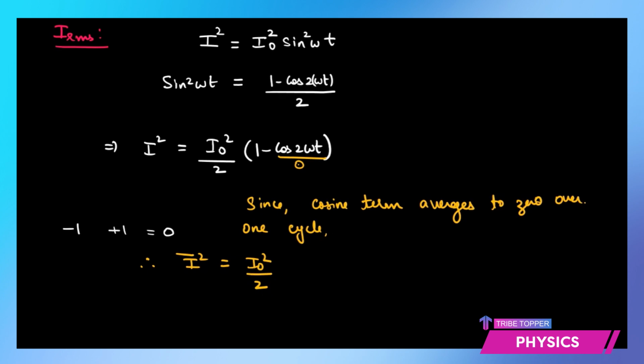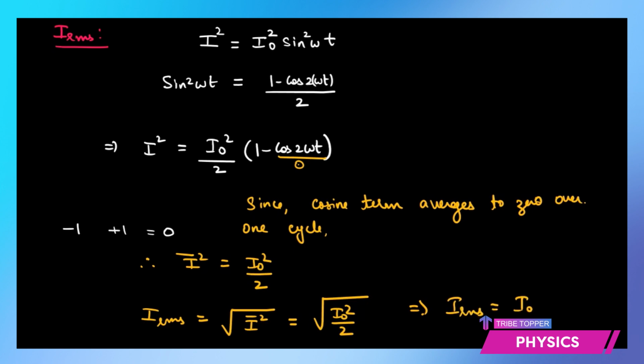And the last step is to take the square root of this. So what is going to be I R.M.S? That is the square root of I bar square, which gives the square root of I naught square by 2. And hence, I get the value of I R.M.S to be equal to I naught by root 2. So this gives me the RMS value of the current. Now doing exactly the same thing for voltage, I'll get V RMS to be V naught by root 2. They'll be exactly the same steps.